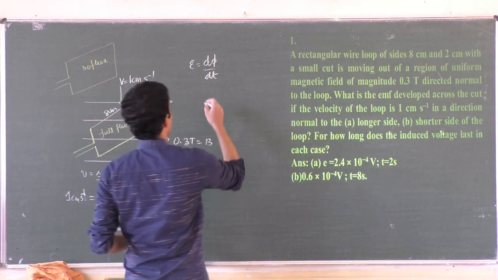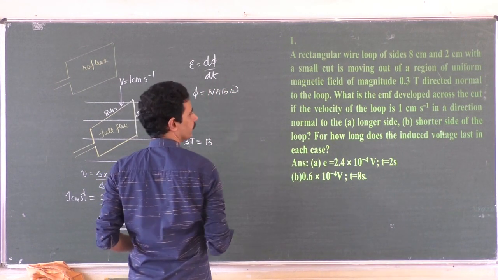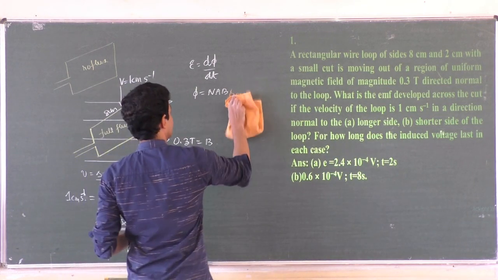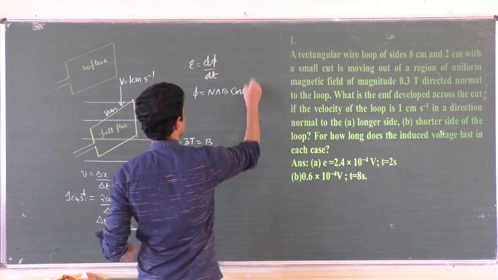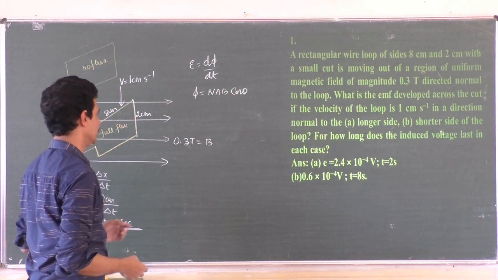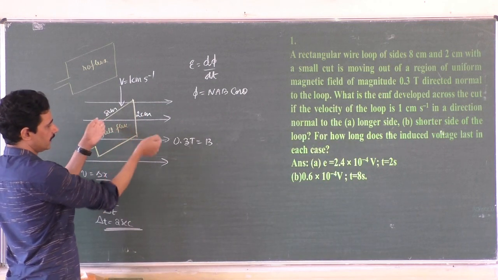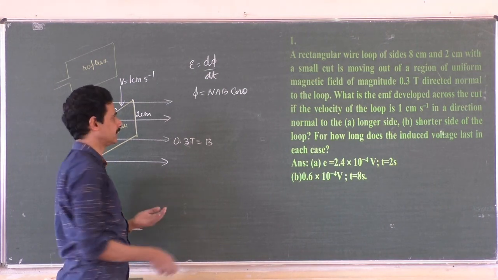Okay, now, what is phi? Phi is NAB omega. Right? Oh, sorry, flux is NAB cos theta. That is NAB omega in a dynamo. NAB cos theta. What is NAB cos theta here? Cos theta is cos 0, because all the magnetic field lines are normal to the plane of the coil, and theta is the angle between the normal to the coil and the magnetic field.